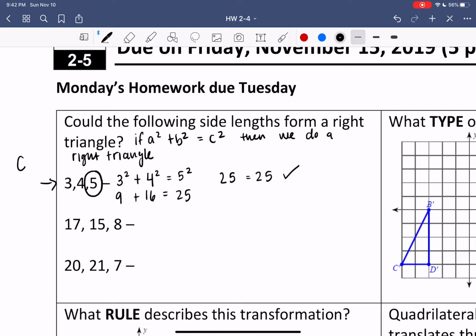And so that's what you'll want to do with the rest of these examples. Once again, making sure to label the longest length as C. These ones are not in order from smallest to greatest, so check to make sure that you do that.